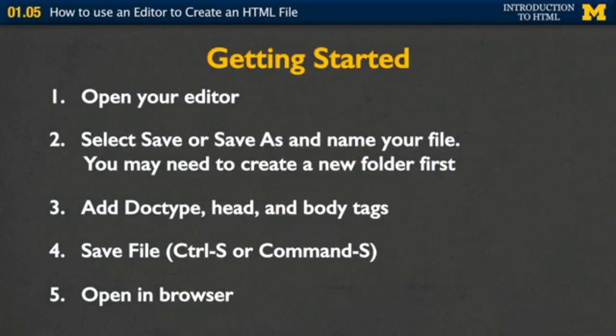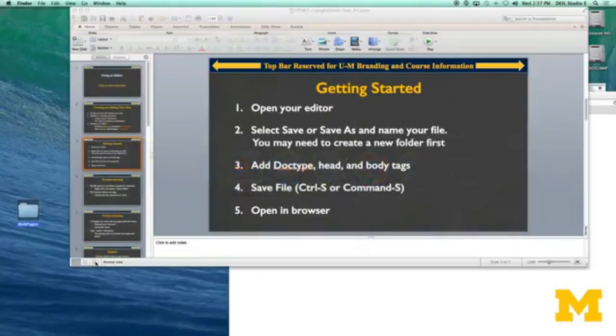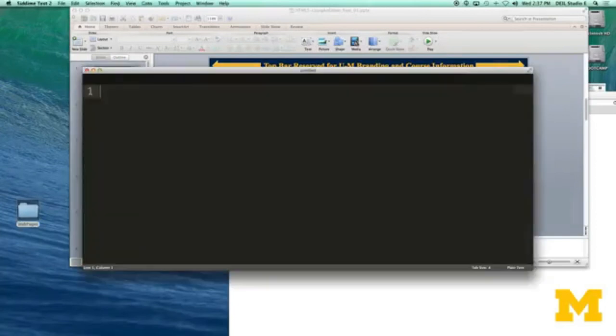So in order to get started, let's quickly review the 5 steps that we're going to do, a few of them repeatedly. You're going to start by opening your editor, and then you're going to save your file, add some content, save the file again, and open it in your browser. I want to walk you through a quick example, and I'm going to use Sublime to do it.